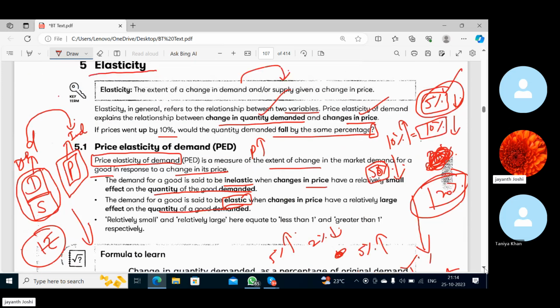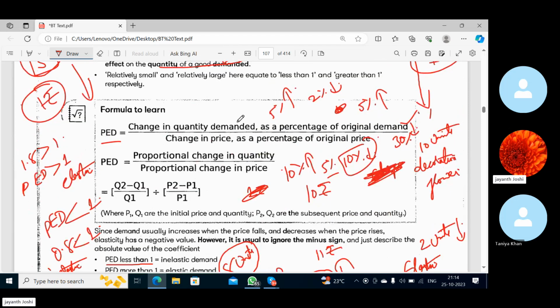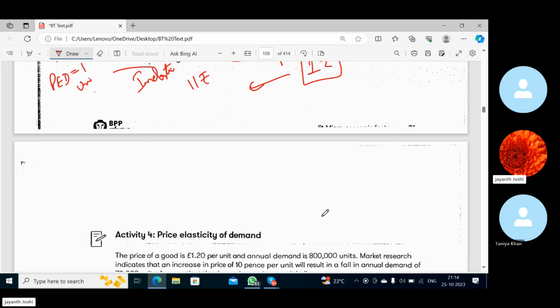And then we can take the formula also. The formula for price elasticity of demand is change in quantity demanded as a percentage of original demand divided by change in price as a percentage of original price. So I will tell you, very simple. Let's say for 10 rupees I was buying 10 units. Now the price has gone up by 100%, to 20 rupees. Price has gone up, so quantity demanded should fall, right? I am buying 2 units.